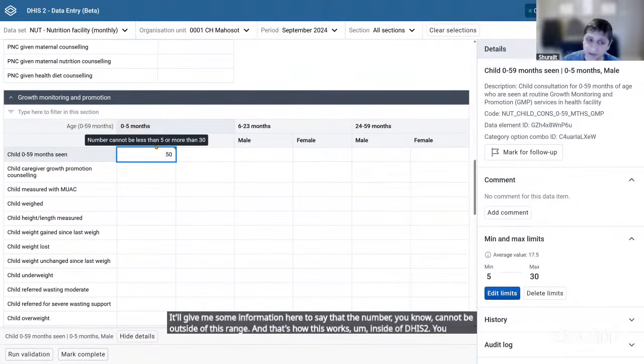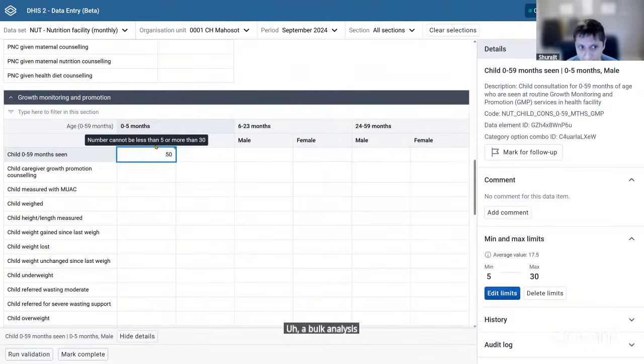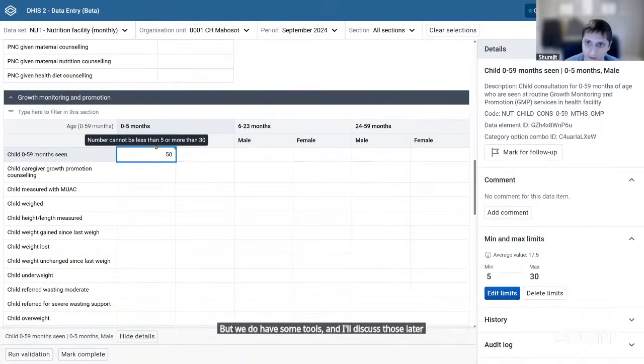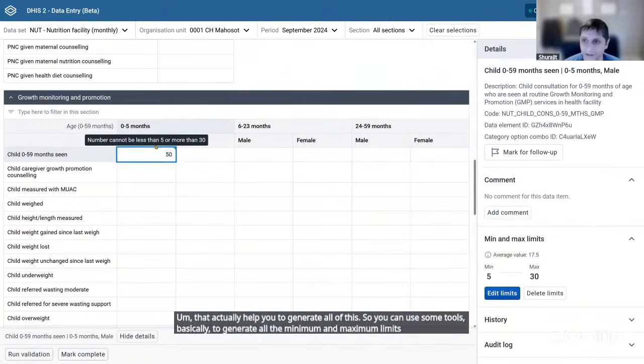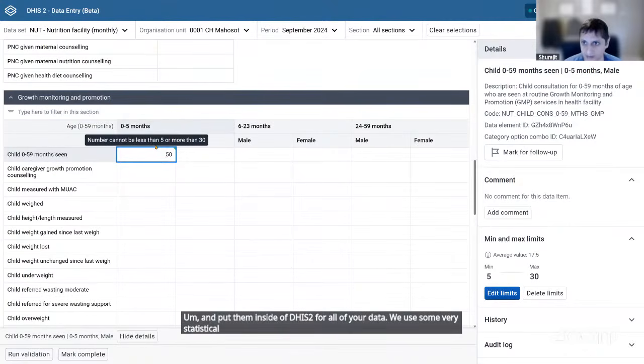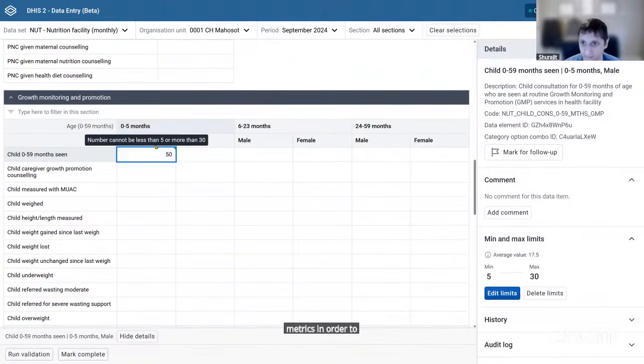You can also run a bulk analysis on this as well. Obviously this is a bit cumbersome to do. You're not going to want to do this through data entry for the most part for every variable. But we do have some tools, and I'll discuss those later on, that actually help you to generate all of this. So you can use some tools basically to generate all the minimum and maximum limits and put them inside of DHIS2 for all of your data. We use some very statistical measurements, metrics in order to generate all of that information.